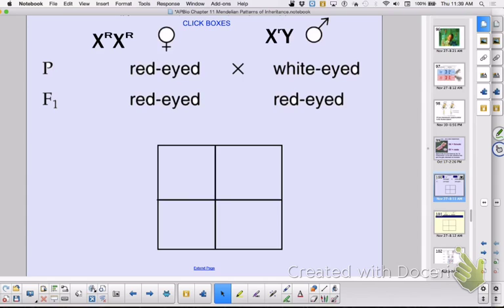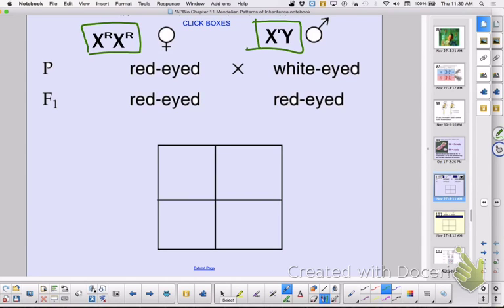There are traits on the Y chromosome. They're called holandric traits when they're found on the Y chromosome. But remember, I gave you an example like that, like hairy pinna, having hair sticking out of your ears. That's something that's found just on the Y chromosome. So if this female right here is crossed with this male, we put the female here and cross it with this male.